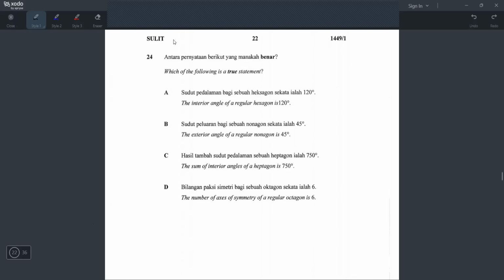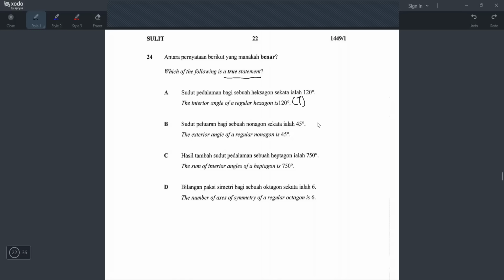Okay, number 24. Which of the following is a true statement? A, the interior angle of a regular hexagon is 120. Yep, this is true. The reason why I know this is because I have already memorized it. For a hexagon, each interior angle is 120. So this is true, so A is the answer.